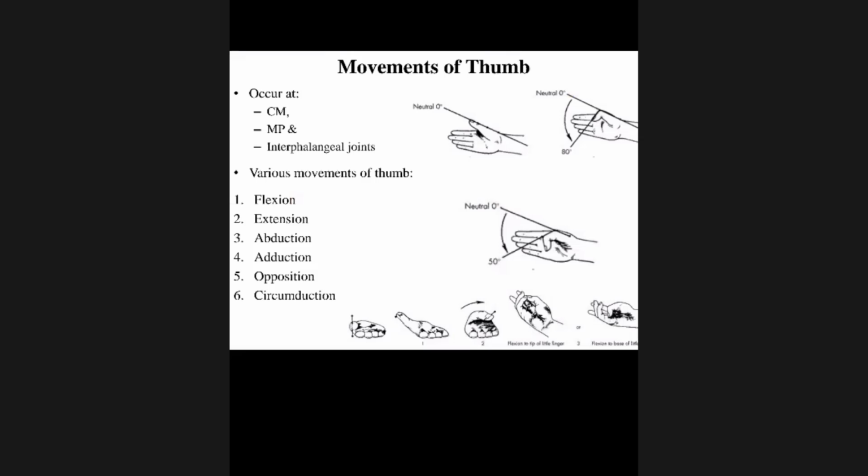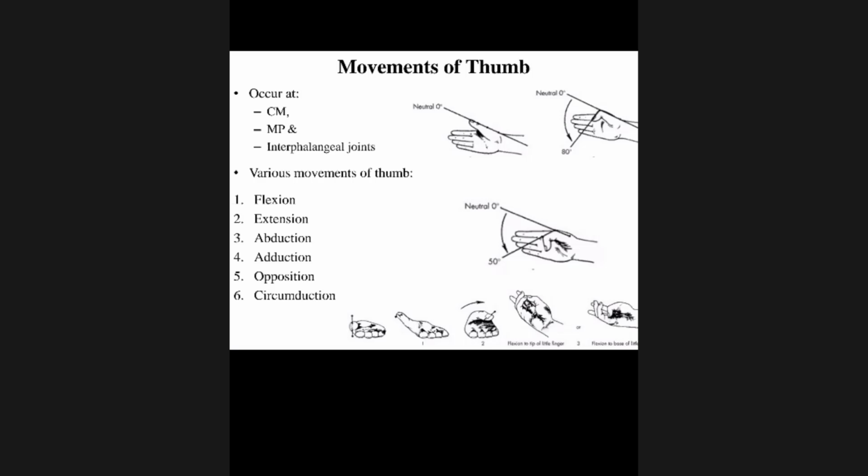Now the movement of the thumb. Many times I perform this movement of the thumb. The movement of the thumb actually occurs at the first carpo-metacarpal, the metacarpophalangeal, as well as the interphalangeal joints. In the case of the thumb all movements are possible, because the movements of the thumb occur not only at the first metacarpophalangeal joint, but also at the first carpo-metacarpal as well as the interphalangeal joint. That's why in the thumb all movements are possible, but not in the other fingers.